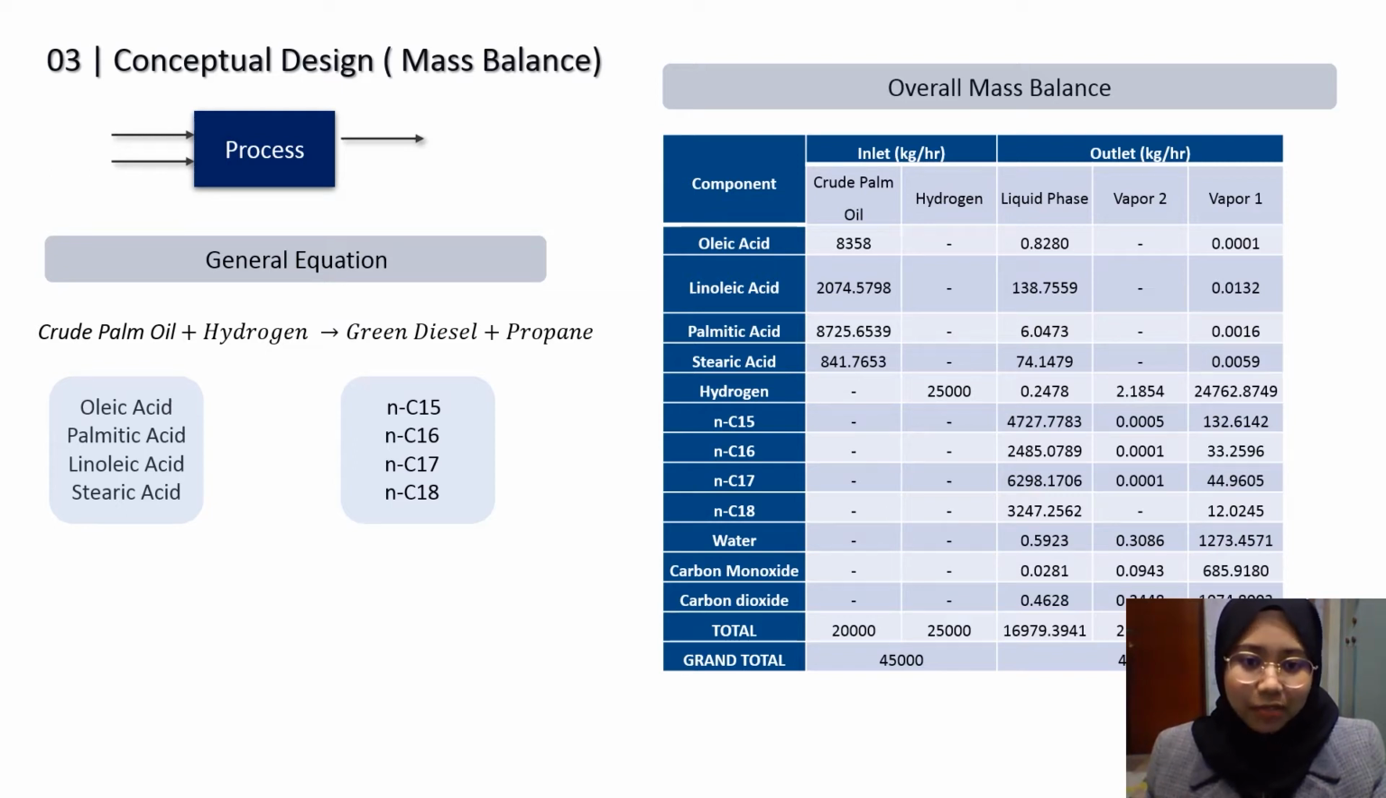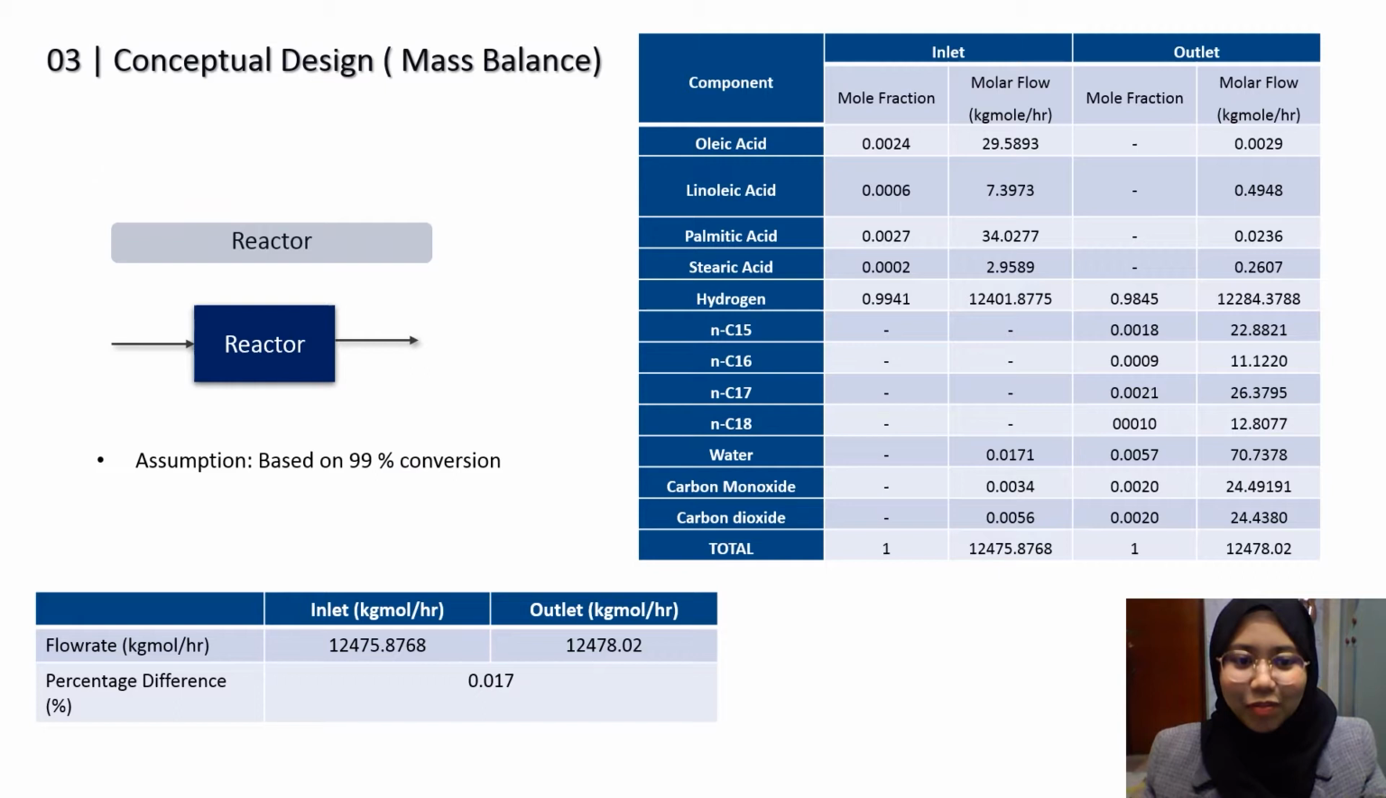The overall mass balance for the whole process can also be seen in this slide. Obviously, the total inlet and outlet of the components is the same, which is 45,000 kg per hour. Moving on is the mass balance in the reaction process, which takes place in the plug flow reactor. The assumption made for this reactor is that it is based on 99% conversion, and as you can see, the percentage difference for the inlet and outlet of the reactor is 0.017%, which is very low.